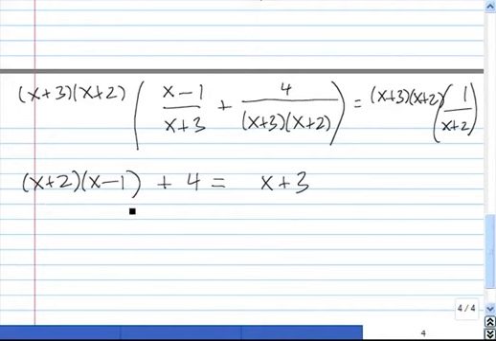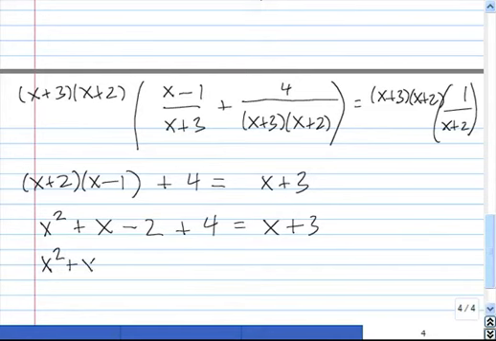Now we need to FOIL right here on this piece. So x times x gives us x squared, minus x plus 2x gives us plus x. Finally, 2 times negative 1 gives us negative 2. And then plus 4 equals x plus 3. Okay, we should combine these two like terms of negative 2 and 4. Gives us a plus 2.